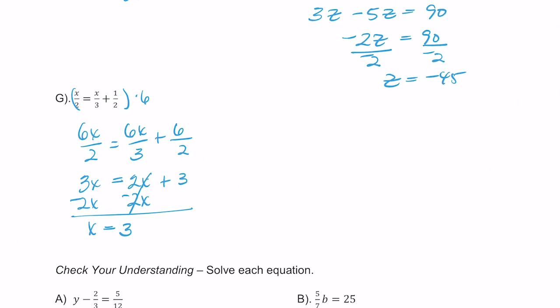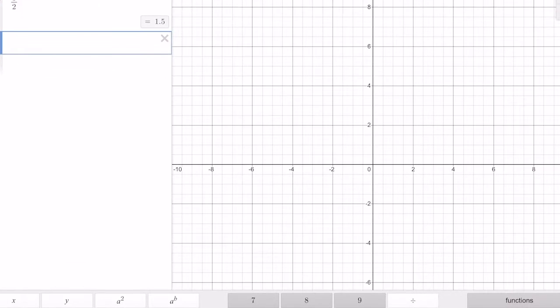So my equation was x over 3 plus 1/2. So I'm going to do 3 divided by 3, and then plus 1/2. Notice I'm putting the fractions in parentheses because otherwise it won't add it correctly. And you get 1.5 for both. So that's how you know your answer is correct, because it's an equation, so the left side should equal the right side.